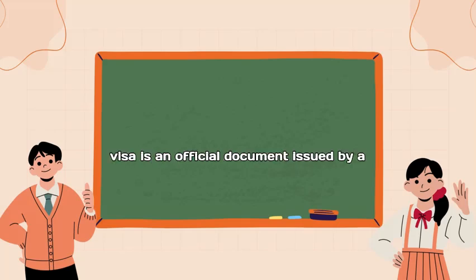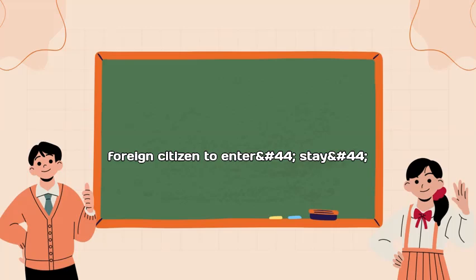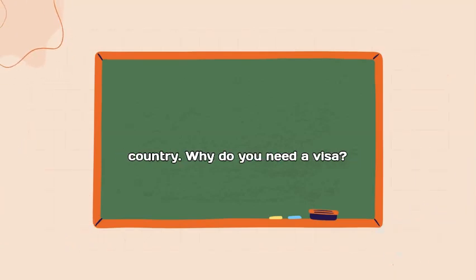What is a visa? A visa is an official document issued by a country's government that allows a foreign citizen to enter, stay, or leave that country for a specific purpose and period. Visas can be placed in your passport as a stamp or issued electronically, depending on the country.